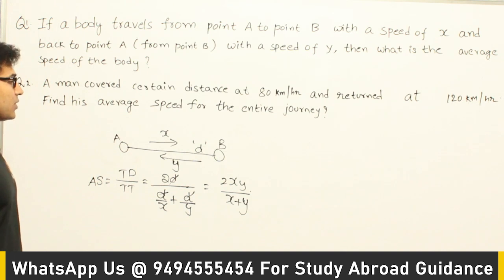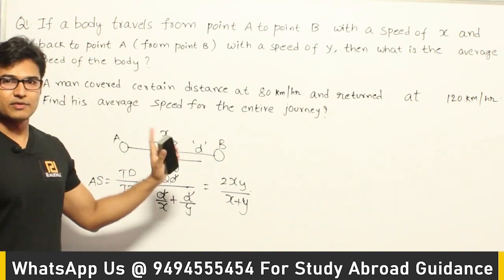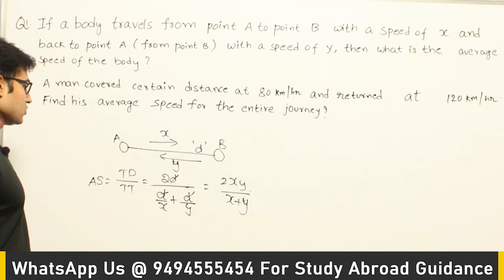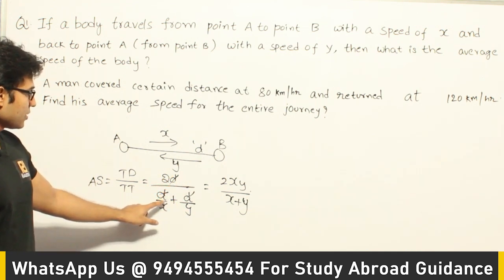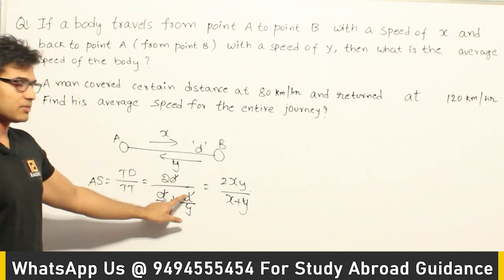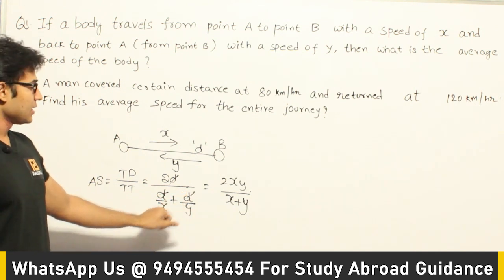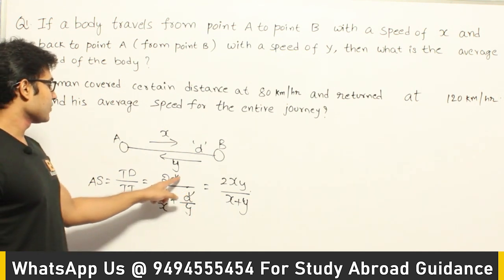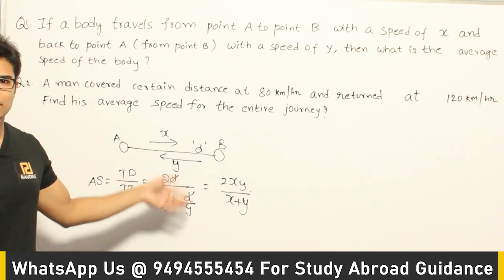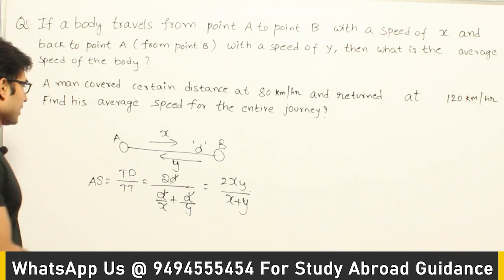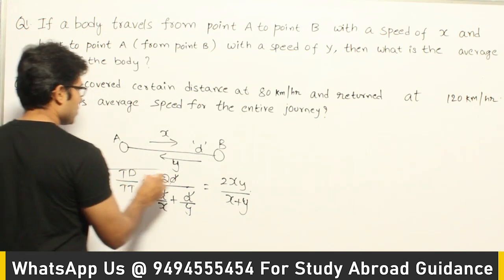Got it? If you observe, we have already solved such a question in the previous model. There I had taken d1 and d2, isn't it? d1 plus d2 divided by d1 by x plus d2 by y, right? So the only difference here is that d1 and d2 are equal. Whenever they are equal, we are able to cancel it out. That is why the distance is not given, not required. Okay, fine. Now this is how you can solve this question.